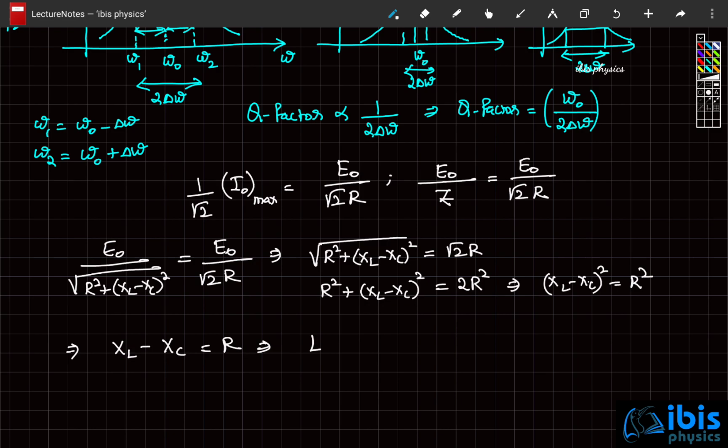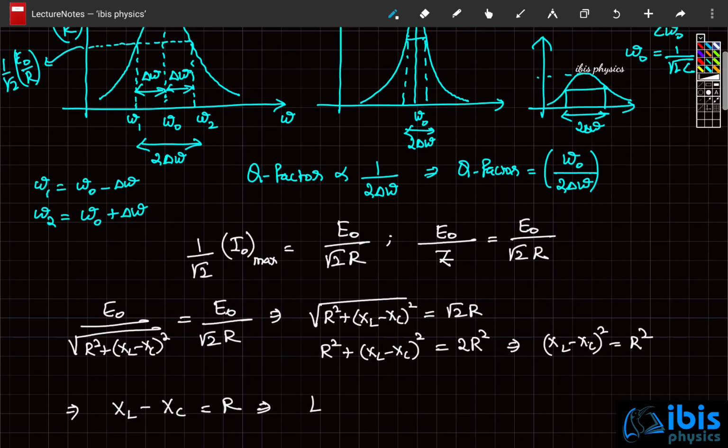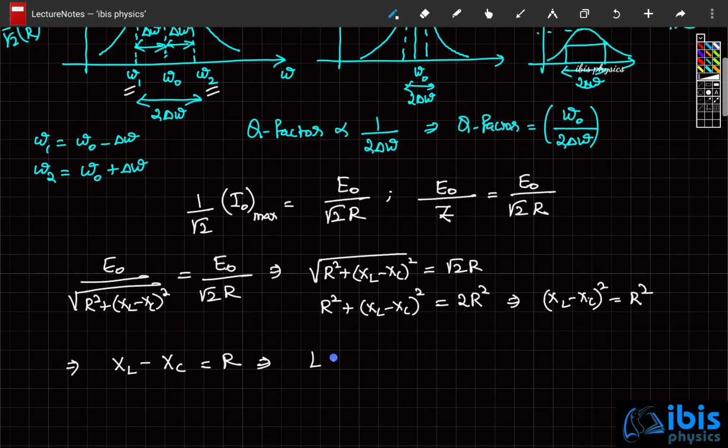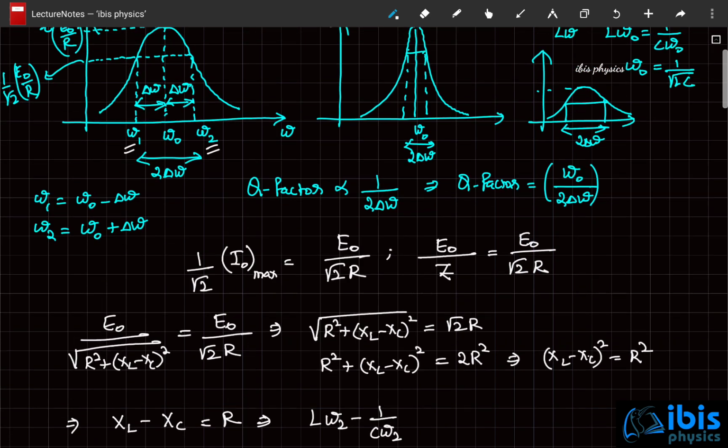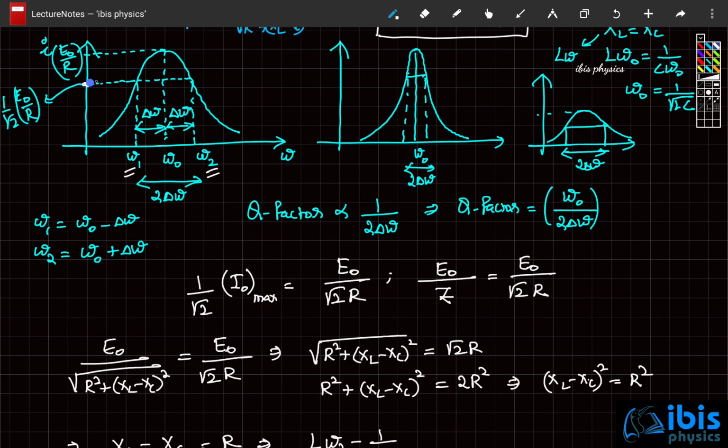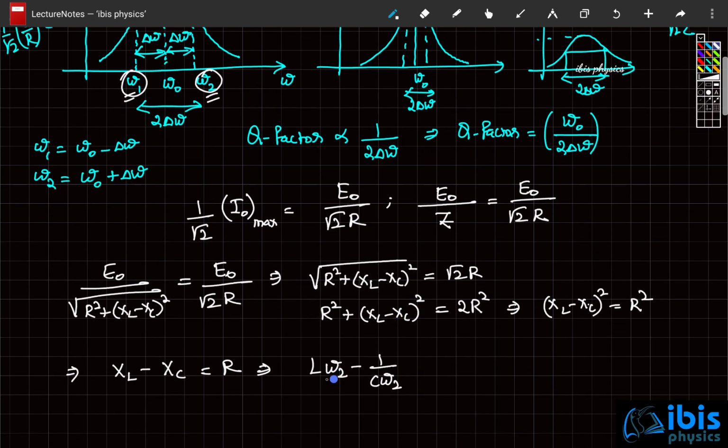And we know that XL is L omega 1. Let us take either the omega 2 part or the omega 1 part. Let me take the omega 2 part: L into omega 2 minus 1 by C omega 2, because we are considering the case when current is 1 by root 2 times the peak current. So the 1 by root 2 times the peak current will come either at omega 2 or omega 1. So we are writing XL and XC for either omega 2 or omega 1. Either way you will be getting the same answer.